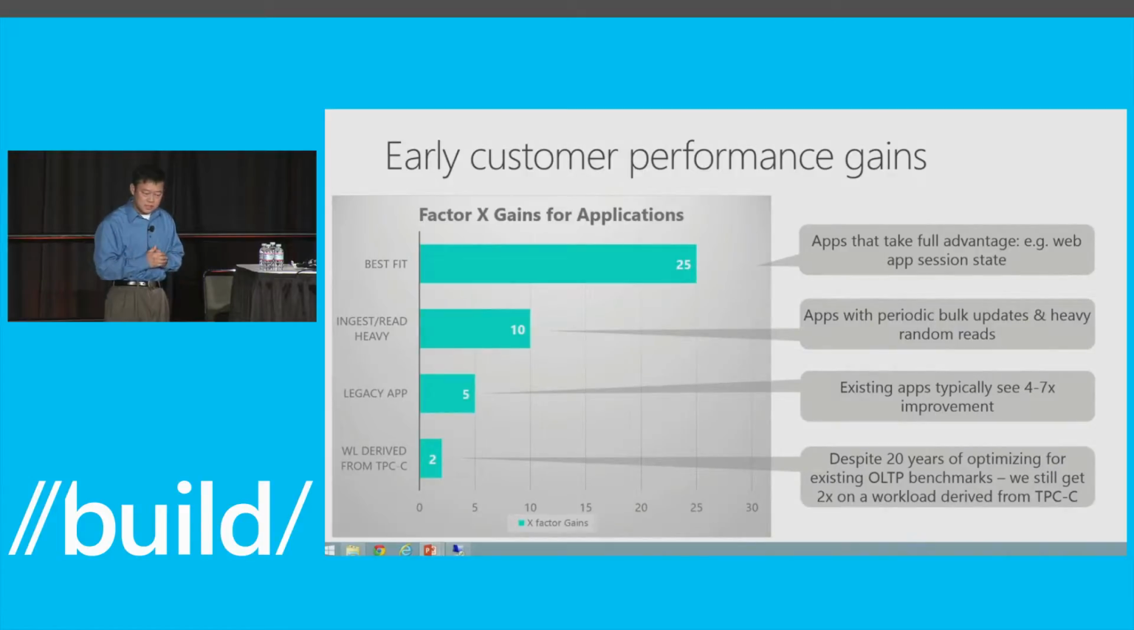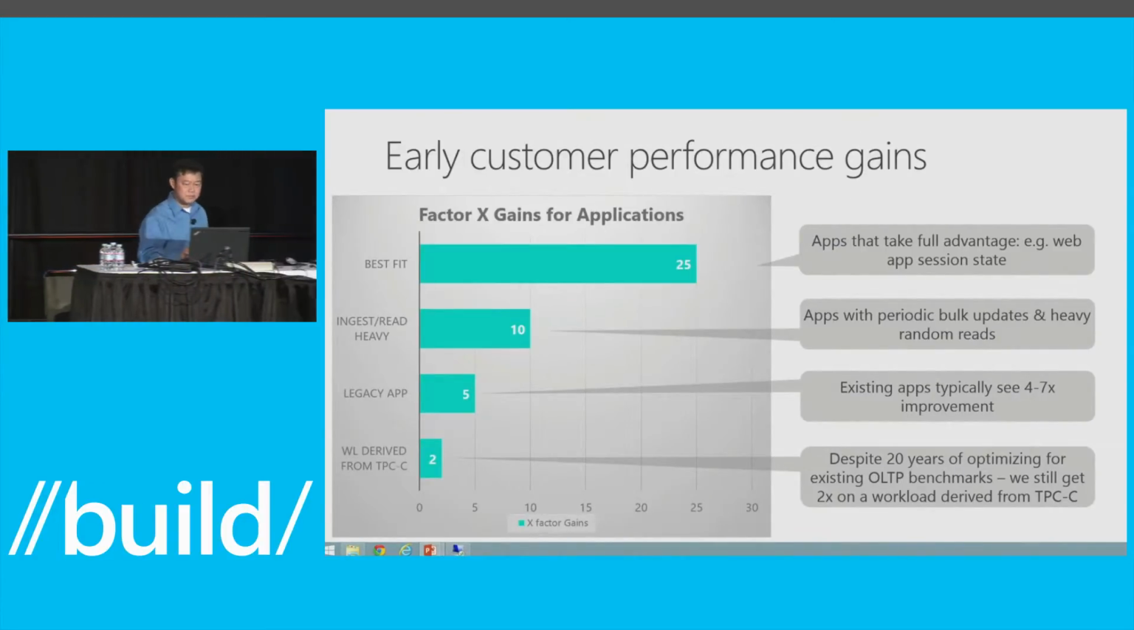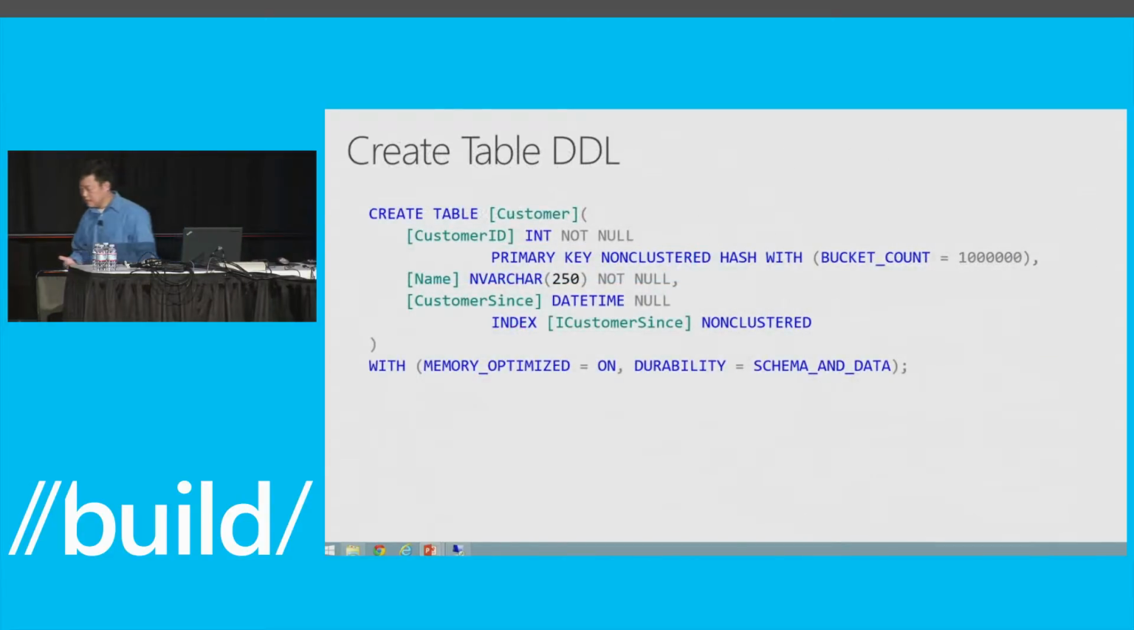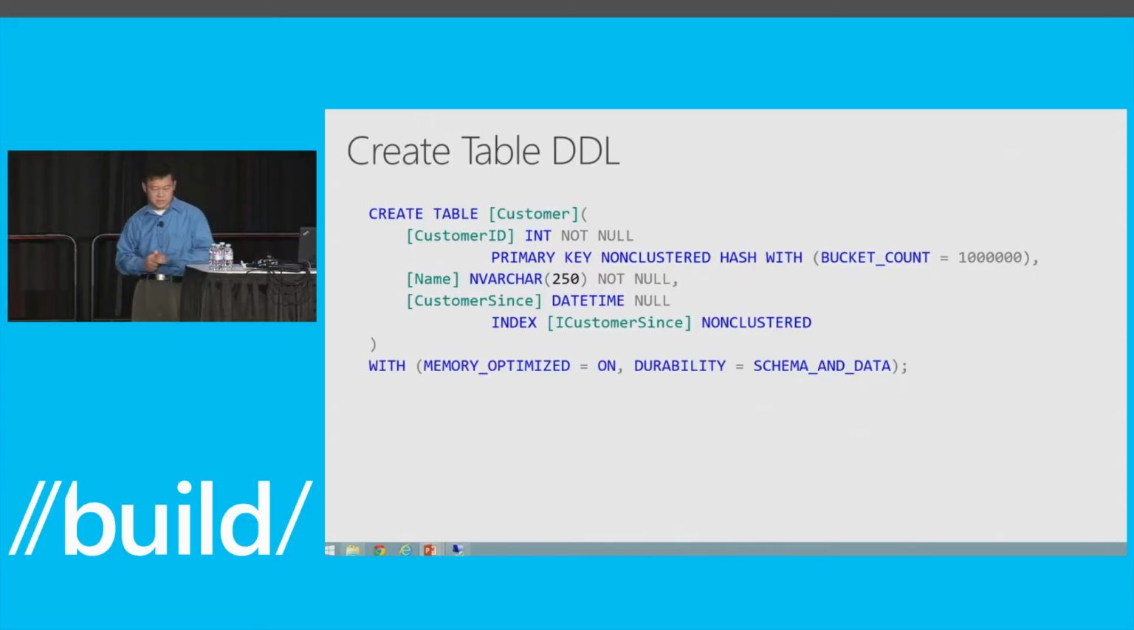But TPCC, or a workload derived from TPCC here, is actually the worst scenario. If you think about something which has been tuned for 20 years, we get roughly 2x. So this is more I/O bottlenecked, not really built for in-memory at all, right? So let's talk next about how to use it from the developer perspective.